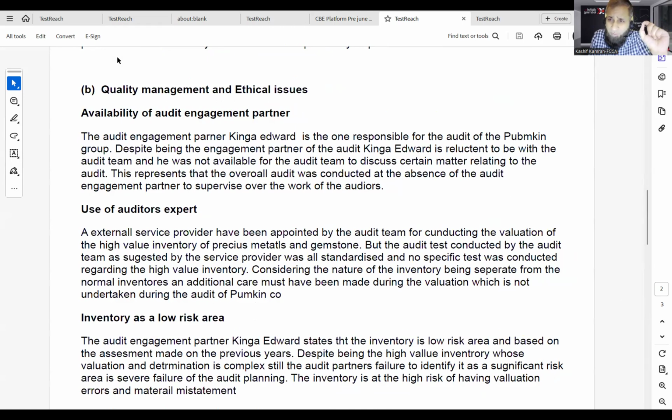Use of an auditor expert. Yes, there was a point on auditor expert that they were not using it. Inventory as a low risk area. Yes, they determined inventory as a low risk area. When you put headings, it becomes easier for the marker to check, because the moment the marker will read the heading, he or she can recall which point you are writing. I've seen student answers congested with paras and paras and paras with no headings and no subheadings. That's a very wrong approach.